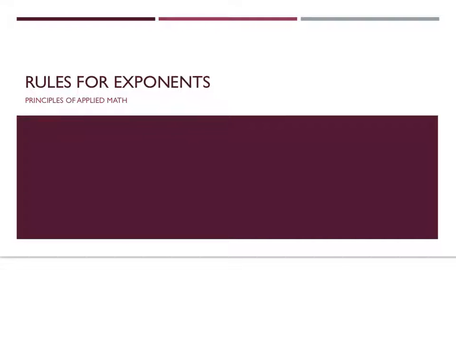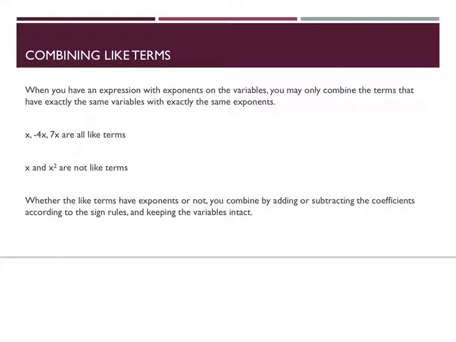Now we're going to explore some rules for exponents. When you combine like terms, and we mentioned this before, but it wasn't really relevant, you can only combine terms that have the same variables and the same exponents.